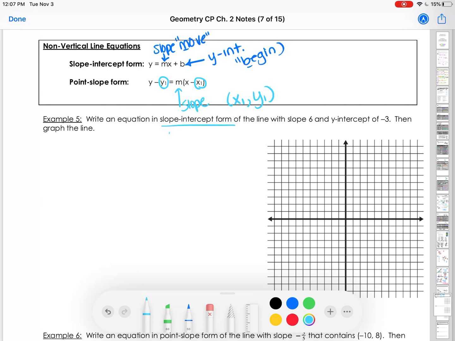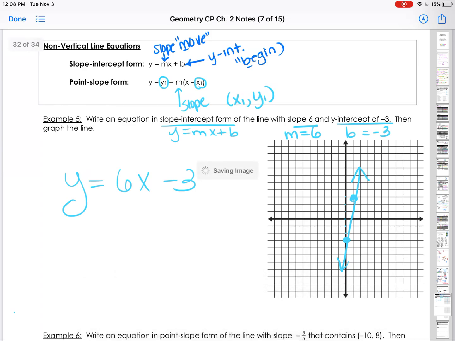All right, so we want to write an equation in slope-intercept form. That's y equals mx plus b, given this information. So our slope is 6. That means m equals 6. And our y-intercept is -3. That means b equals -3. And then we want to graph it. Very simply, that's just y equals 6x minus 3. So we'll plot -3 on the y-axis, and then 6 really means up 6 over 1. So we'll count 1, 2, 3, 4, 5, 6 over 1. And we could keep counting or just call it a day there.